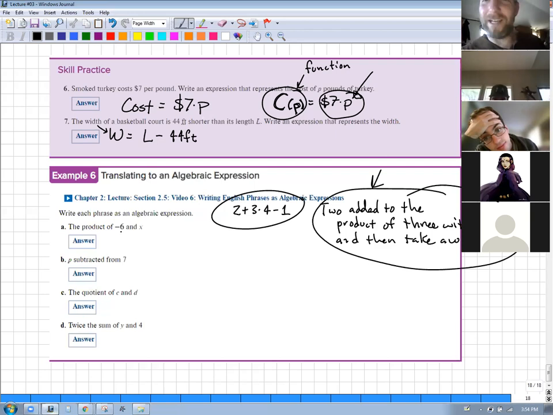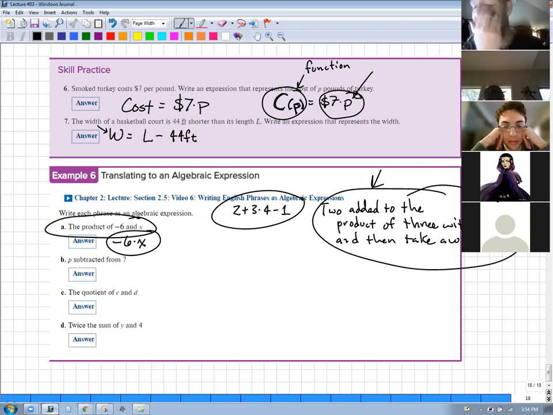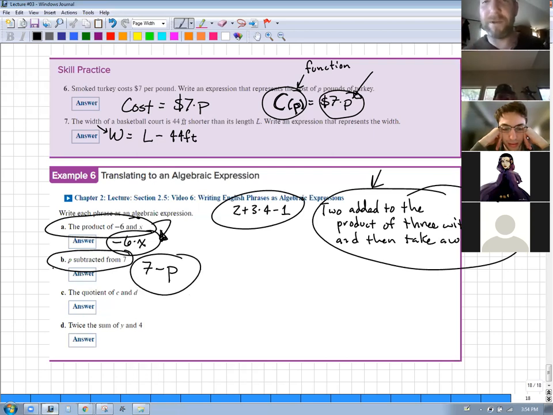So the product of -6 and x. When I read this, I really have to think about it. But all it says is the product of -6 and x. We're just multiplying them together. This I look at and I recognize immediately. This I look at and I go, okay, what does this mean? I have to translate it to this before it really makes sense to me. All right, I guess for y'all, just learning your math, this probably makes more sense. P subtracted from 7. Well, you got 7 and you're subtracting P from it. I guess this is more complicated for y'all than this, but we need to get you across the bridge.